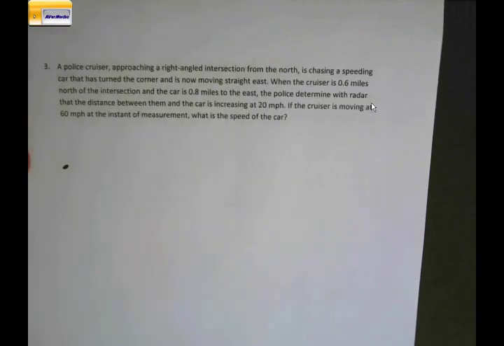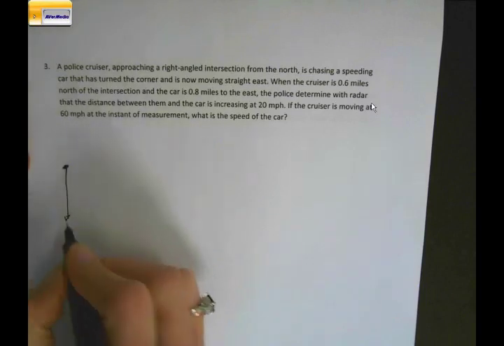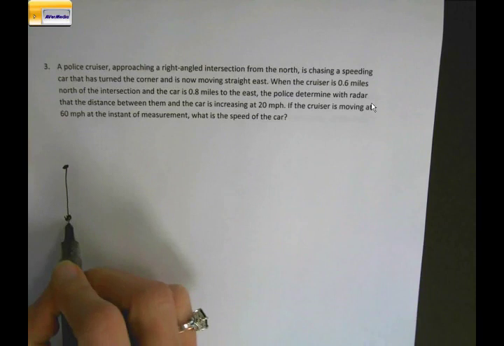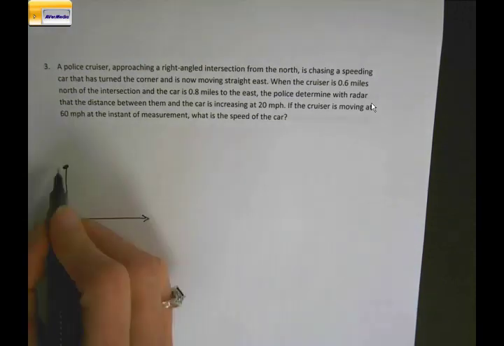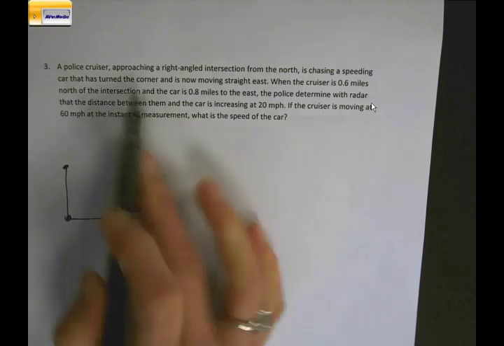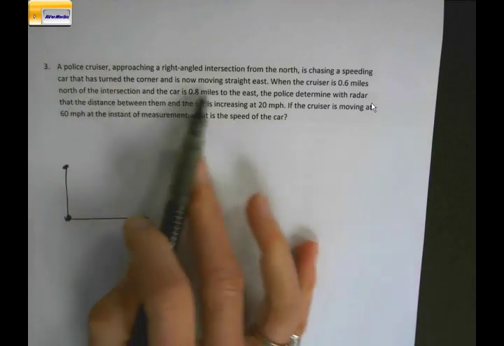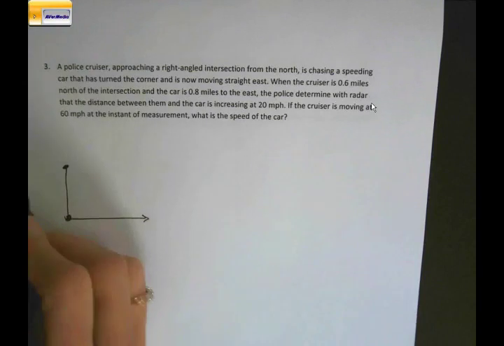Okay. So here is the policeman, and he's headed toward this intersection going terribly fast. And he's got this gun sticking out the window kind of thing, right? Here goes the car this direction. So here's the policeman going south. Let me read it. A police cruiser is chasing a speeding car that has already turned the corner. When the cruiser is 0.6 miles north of the intersection, so let's let this be y.